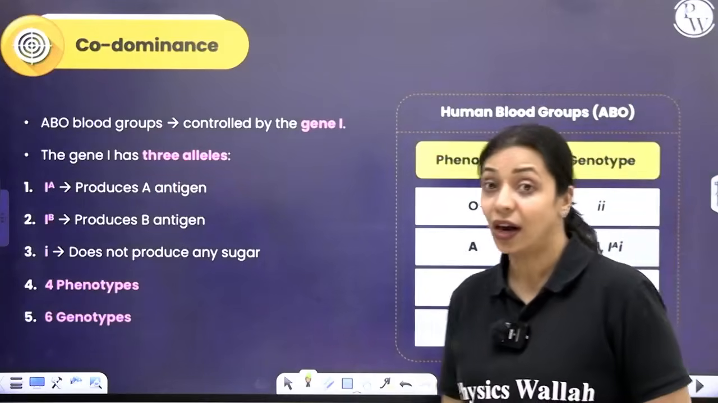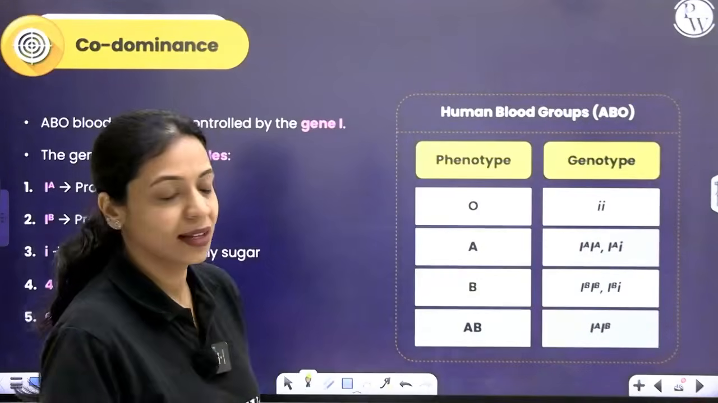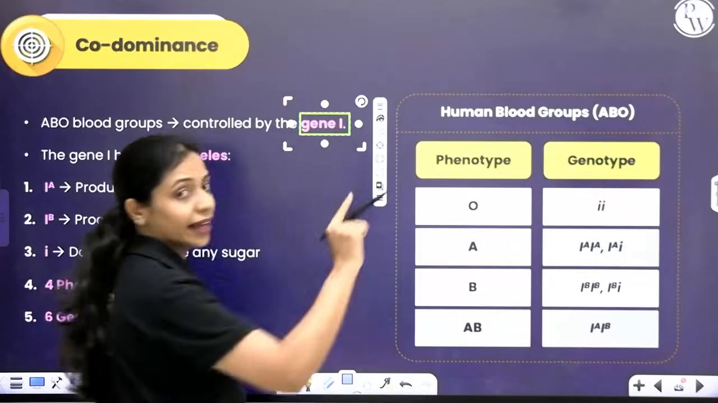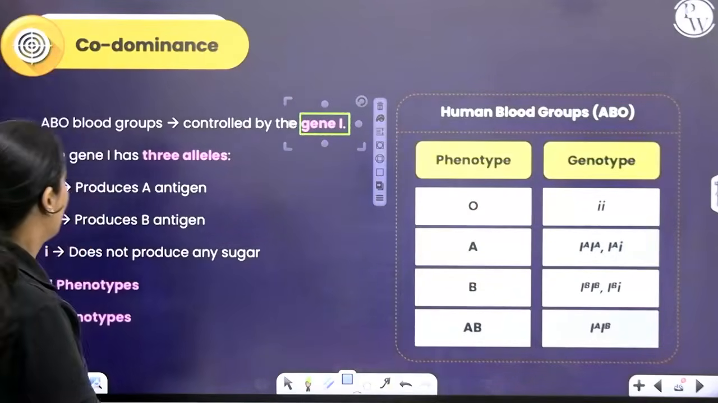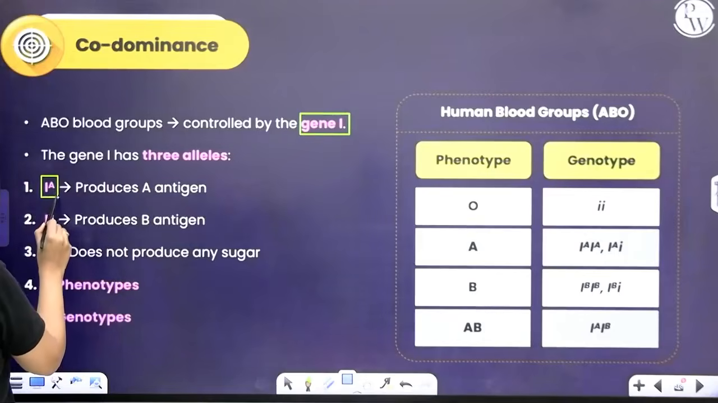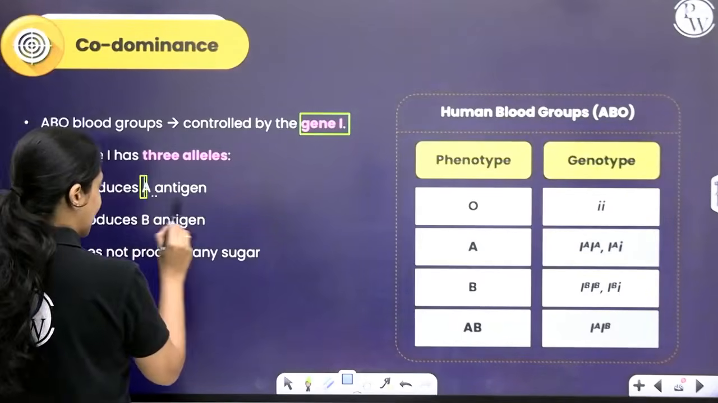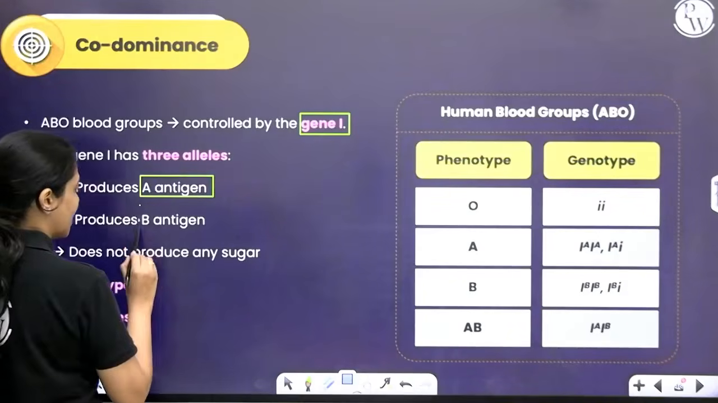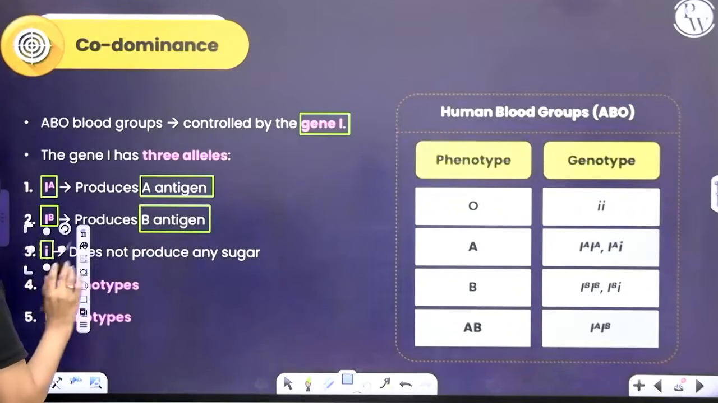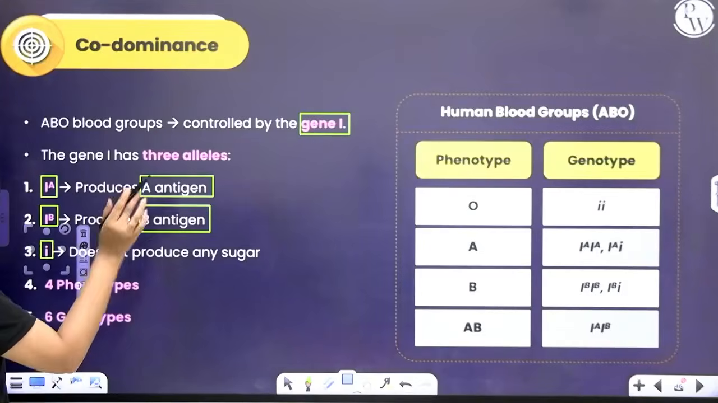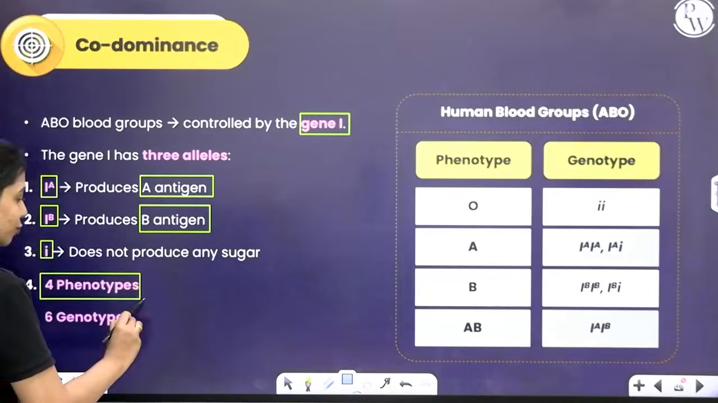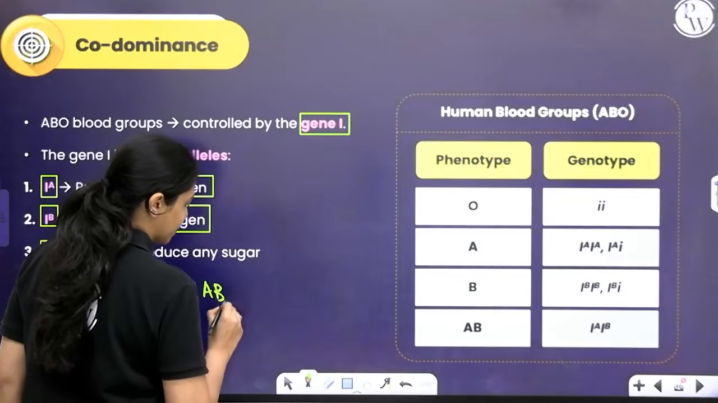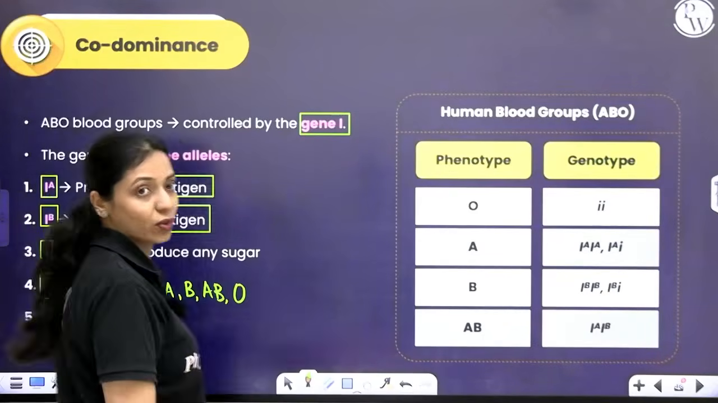So the blood group in humans is a character that is controlled by a gene called I. This I exists in three forms. Capital I superscript A produces the A antigen. Capital I superscript B produces the B antigen. Lowercase i does not produce any sugar, any antigen. So we have a total of 4 phenotypes, which is A, B, AB and O, and 6 genotypes.